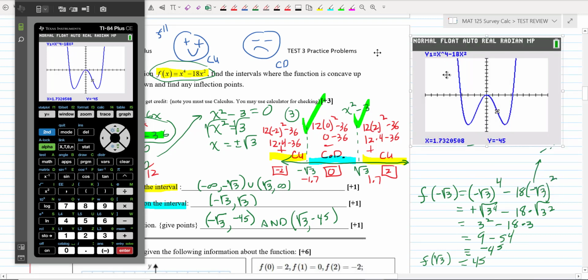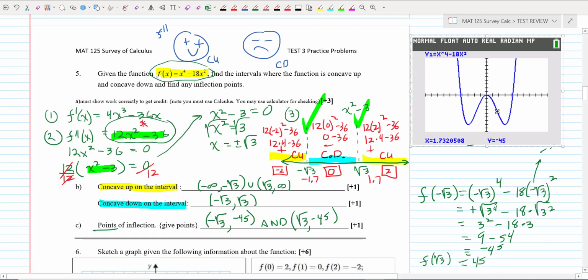I want to encourage people to learn how to use technology to make sense out of this stuff. So basically, there's your concave up there and there, and then your concave down is right here. That should verify the answer to the problem. Your points of inflection are those 2 points right there.